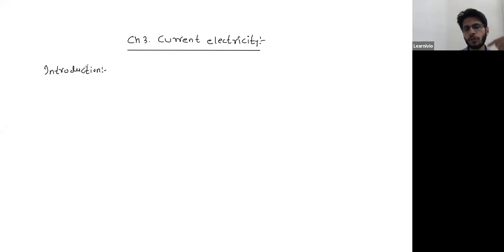From chapter number 3 onwards, we will study motion of charge. We'll study the aspects of the charge in motion. So current is flow of charge.